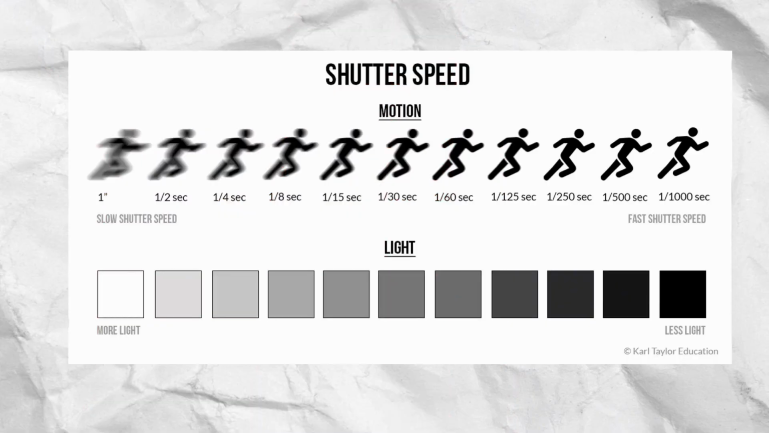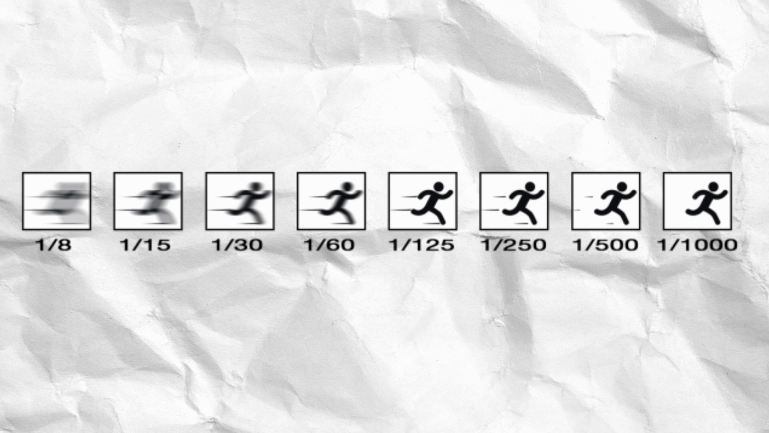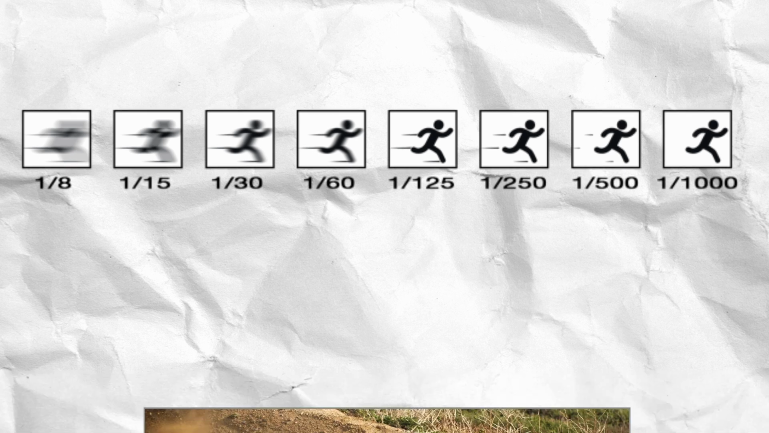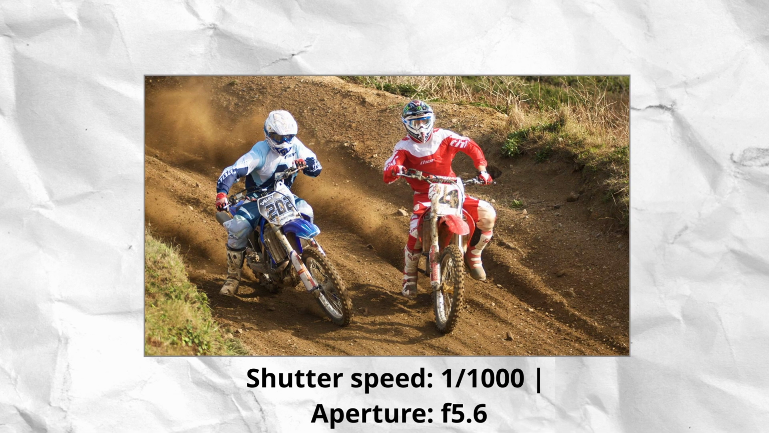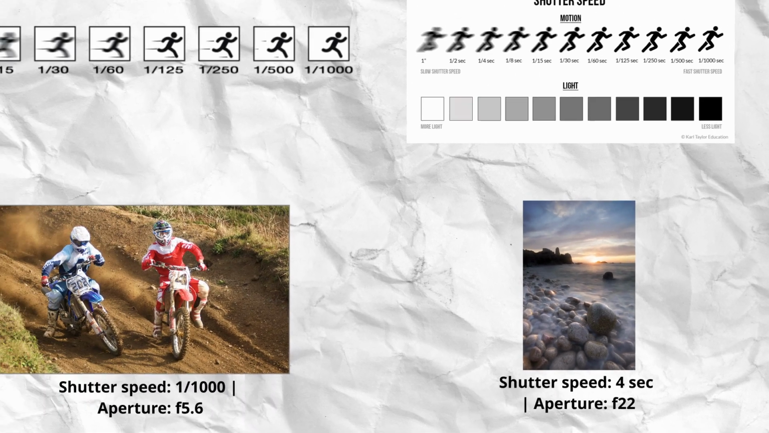Let's talk about the shutter. Shutter speed determines how long your camera shutter stays open, exposing the camera sensor to the light. A faster shutter speed, like 1/1000 seconds, freezes fast-moving subjects, while a slower shutter speed, like 1/30 seconds, captures more light and can create a sense of motion in your photo.